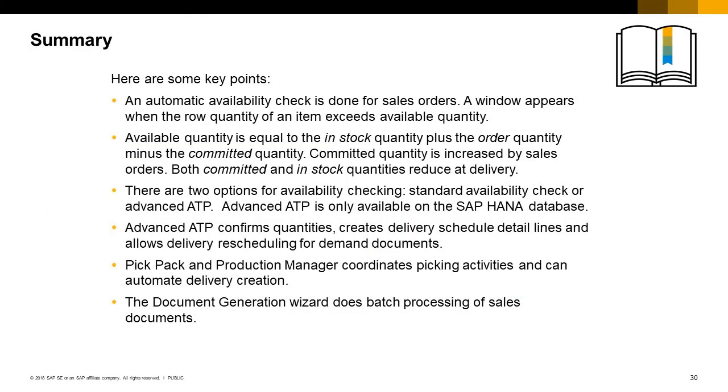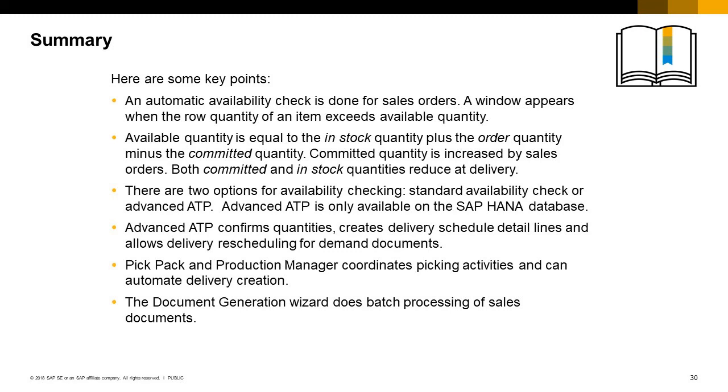Here are some key points. An automatic availability check is done for sales orders as long as you have selected the configuration option. Available quantity is equal to the in-stock quantity plus the order quantity minus the committed quantity. An availability check window appears when the sales order row quantity of an item exceeds available quantity minus the minimum inventory level on the delivery date. You also have the ability to do a manual availability check as needed.